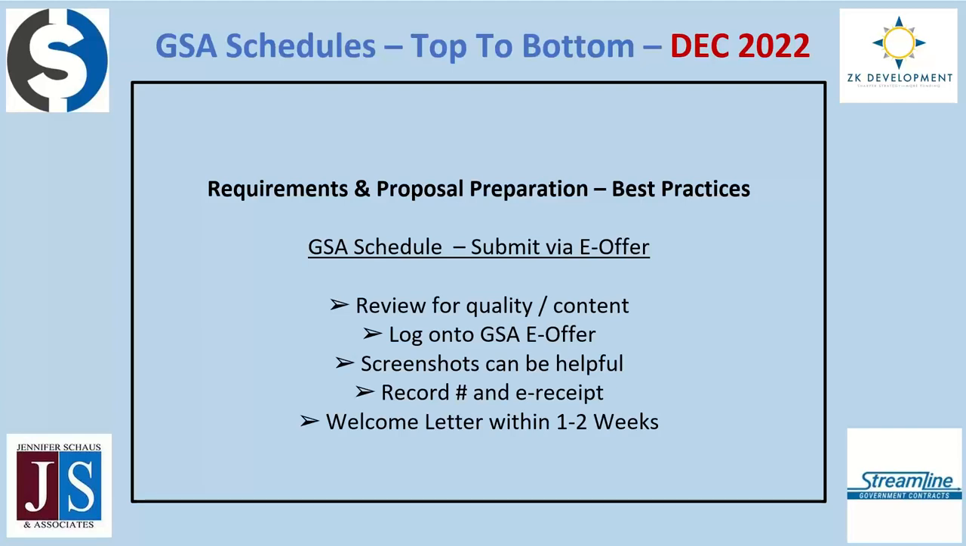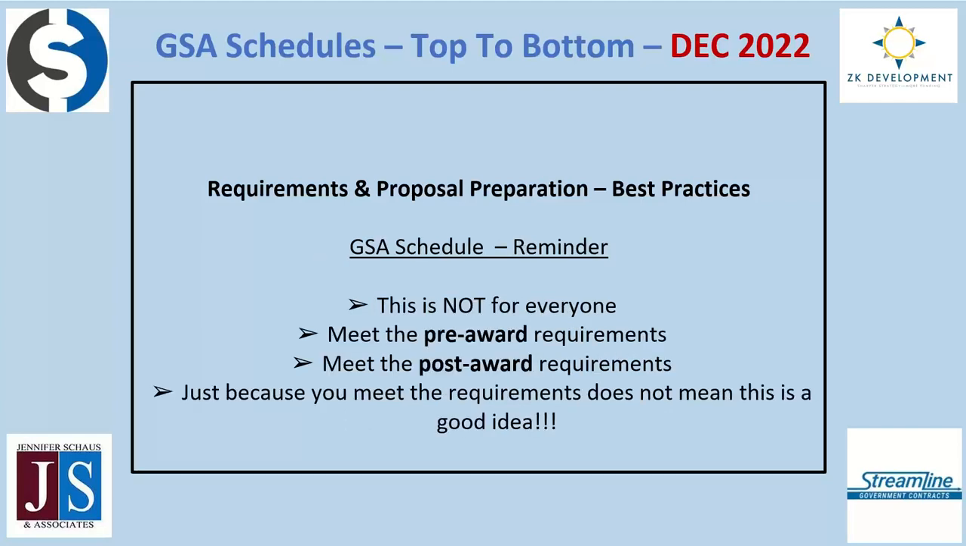And then what happens next is once they have reviewed your offer, you will get a list of questions, what GSA will call clarifications, about your offer, and you need to respond promptly to those. Once you respond to their questions, they move to what's called the price negotiations, and then you finally get to the award.